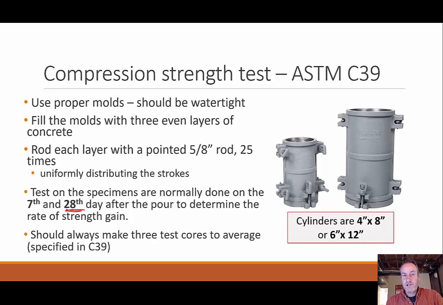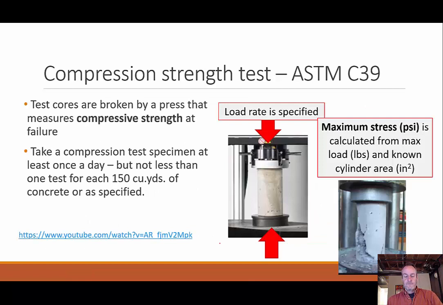Now, at the 28th day, we should have 98% of the total strength of our concrete, at least whatever is prescribed. So if you were given a requirement for what strength concrete you had, you get a little bit more than that, but that's basically what you're going to base it on after 28 days. And it says you should always make 3 test cores and then take the average. Well, that's what we're doing in our lab, right? Then we can actually do the compression test.